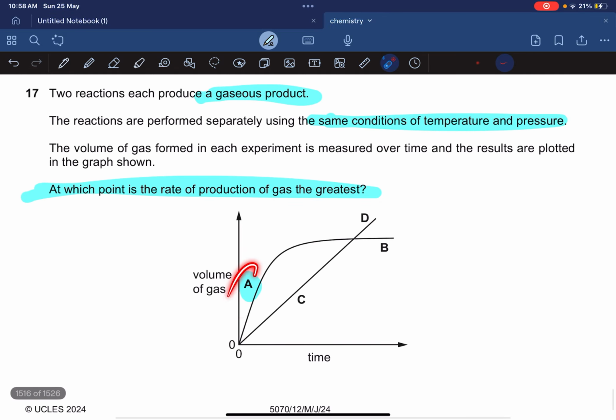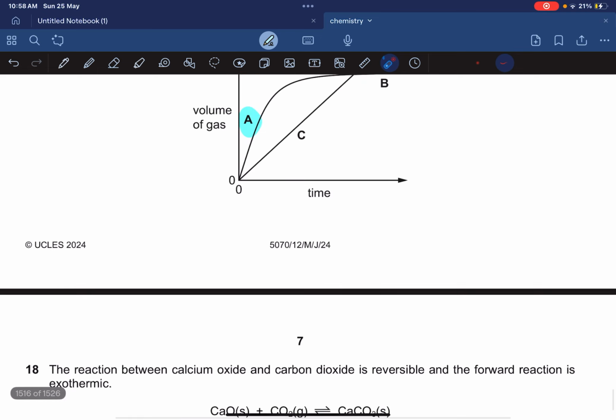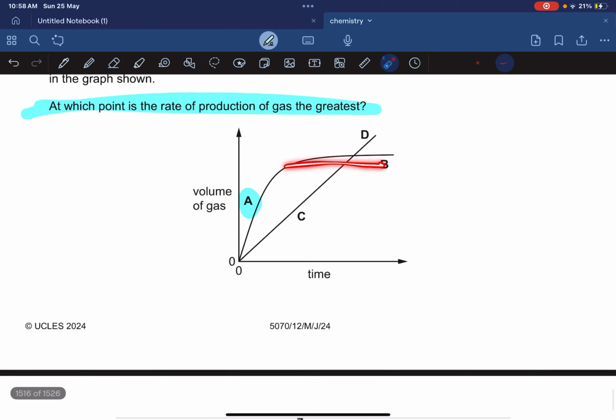And the volume of the gas collected is going to be the greatest over here, the first, because as the reaction proceeds, at the beginning you have more reactants, and they react more vigorously. As time proceeds, the amount of the reactants decreases, hence the rate decreases.